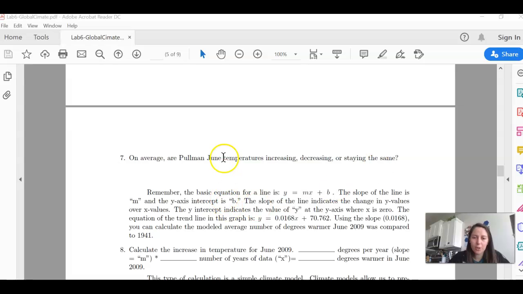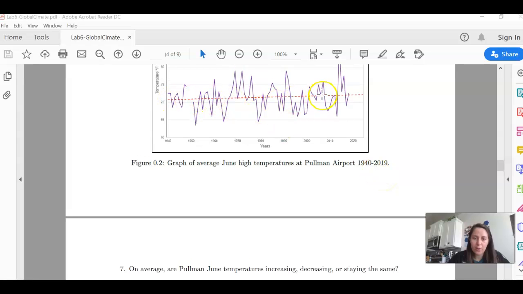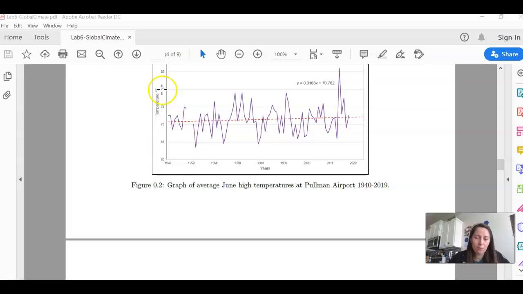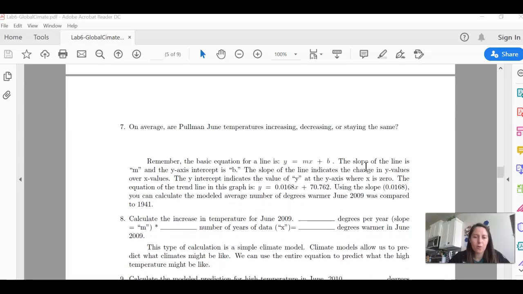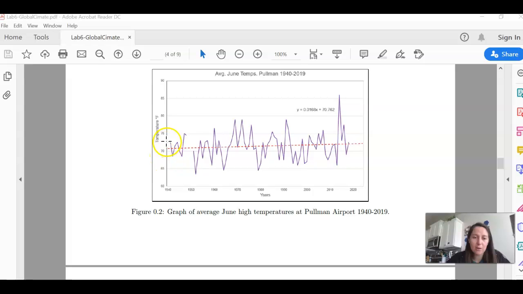So on average, are Pullman June temperatures increasing, decreasing, or staying the same? On average, meaning based on the trend line, what are they doing? Temperatures are on the y-axis, and years are on the x-axis, so you tell me. Okay, now remember the basic equation for a line is y = mx + b. The slope of the line is m. The y-axis intercept is b, that is where the line crosses the y-axis. For example, the y-intercept b is 70.762, which is about this point, which makes sense.